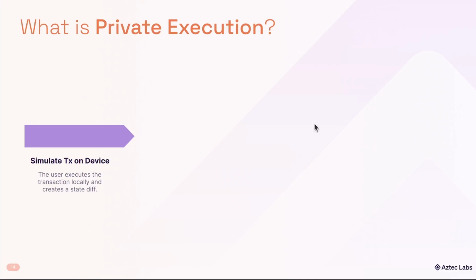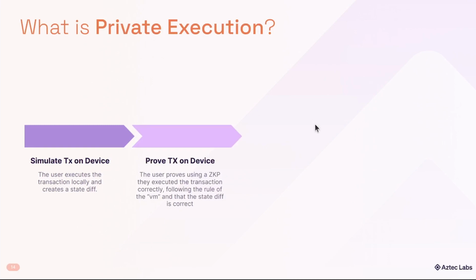So once this is simulated and the user approves, like verifies that they want to do it, the PXE will actually generate a proof on the user's device. Typically we simulate first because generating a proof will take a bit more time. It's much faster to simulate. So we want to simulate it, make sure it will be successful, and then users can generate a proof, which will take some time. They generate a proof on their device following the rules of the VM and verify that the state diff is correct.